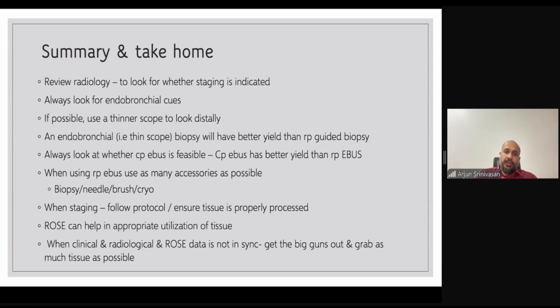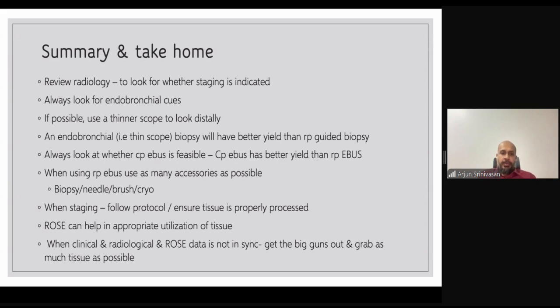But if you are able to reach distally, and even if you are able to just take a lavage from the distal place where there is a lot of endobronchial involvement, the chances of yield would be much better than taking a lavage which is more proximal. An endobronchial biopsy, by which I mean a thin scope biopsy, will have a better yield than a radial probe guided biopsy, because you are farther distal and nearer to the lesion. You always look at whether a convex probe EBUS guided biopsy or TBNA is feasible, because a convex probe EBUS always has a better yield than a radial probe EBUS.